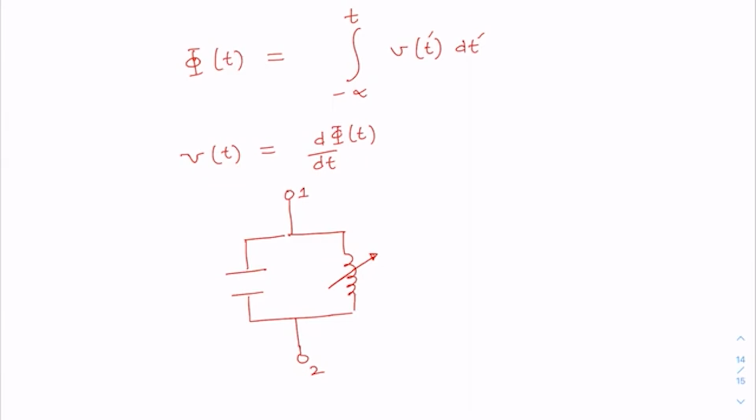In fact, you know that an LC circuit is a harmonic oscillator if the inductance is linear, but because the inductor is now a nonlinear inductor, this becomes a nonlinear oscillator. So in other words, we can say that the transmon is a nonlinear oscillator.